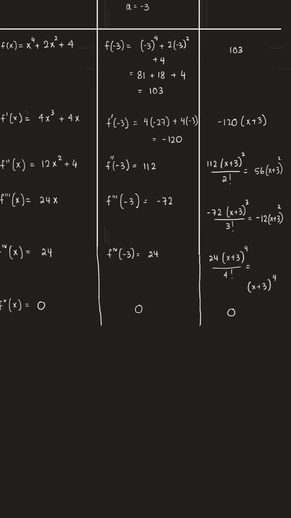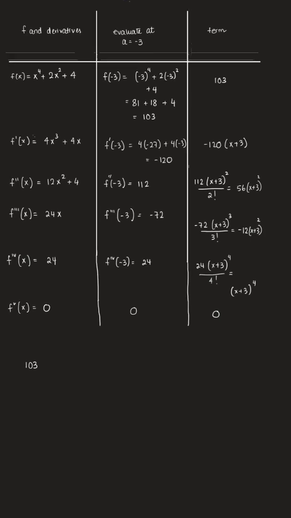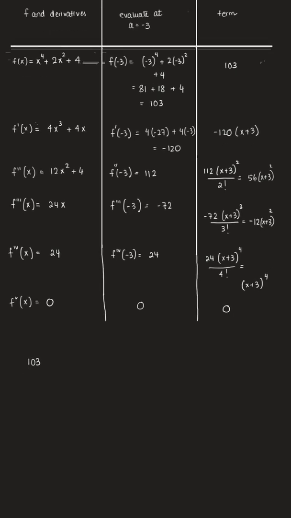We're going to put all of our terms together. Our polynomial will be 103, so this is a Taylor polynomial centered at negative 3, created from the function x to the 4th plus 2x squared plus 4. We get the following. 103 minus 120 times x plus 3, plus 56 times x plus 3 squared, minus 12, I'm just putting our terms together, times x plus 3 cubed.